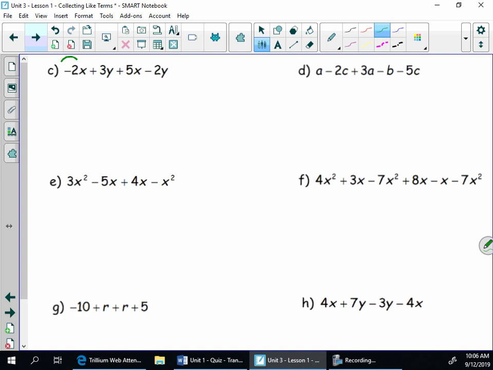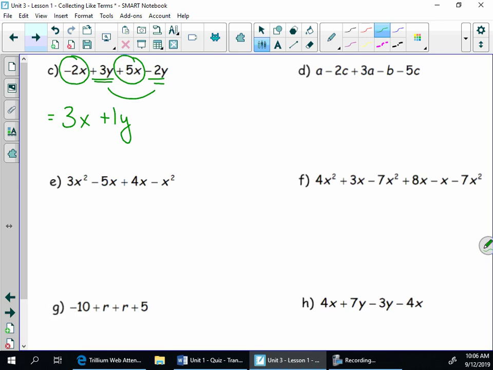I'll try some more here. Negative 2x. It can go with positive 5x. They both have the same letter. Positive 3y can go with negative 2y. Now we collect. Negative 2 and positive 5 makes 3. 3 what? 3 x's. Those were the things that we identified as the same. Positive 3y and negative 2y, well, 3 minus 2 makes 1, positive 1, and we were collecting y's.